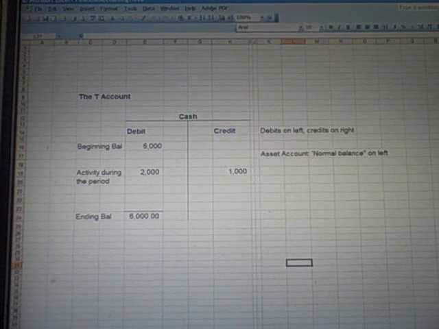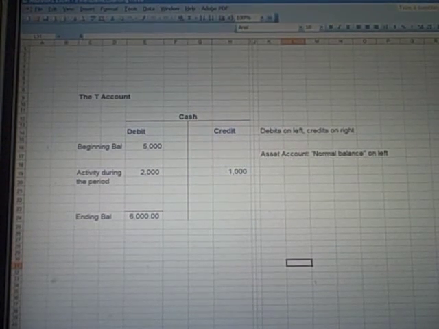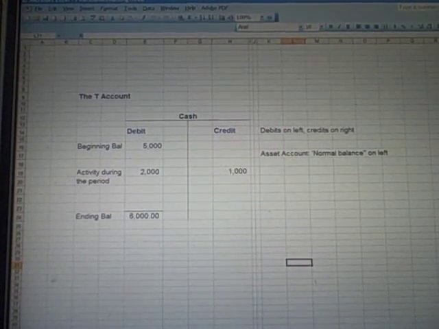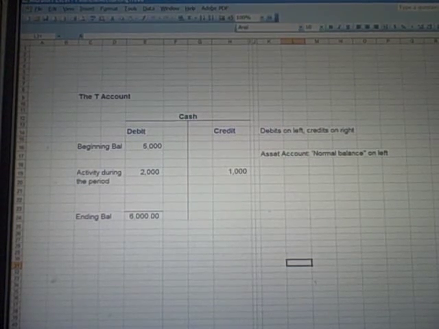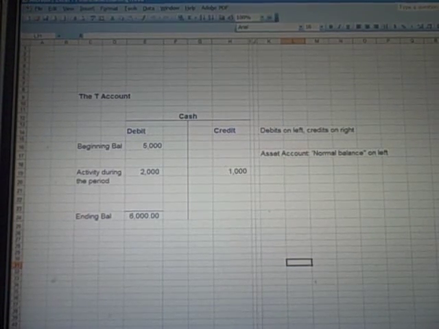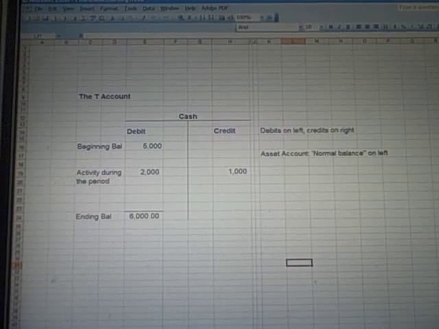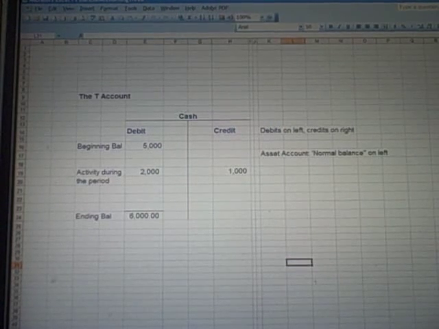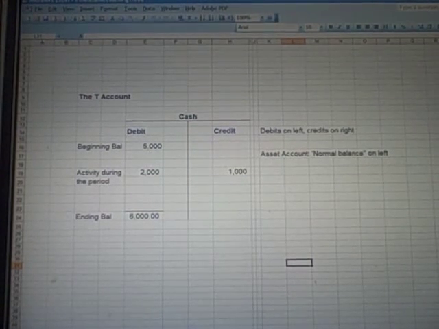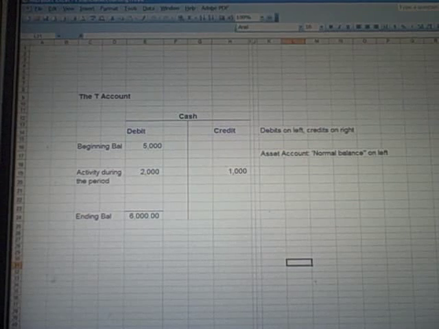So we start off with a balance of $5,000. We have some activity during the period. A $2,000 debit, which is an increase. A $1,000 credit is a decrease. So when we add the $7,000 in debits and we subtract the credit, we end up with an ending balance of $6,000. We're going to see later on that this is going to be the standard way of putting accounting activity into a T account.